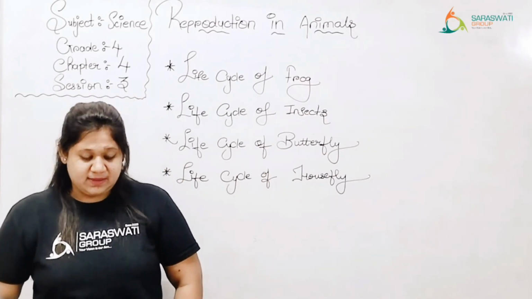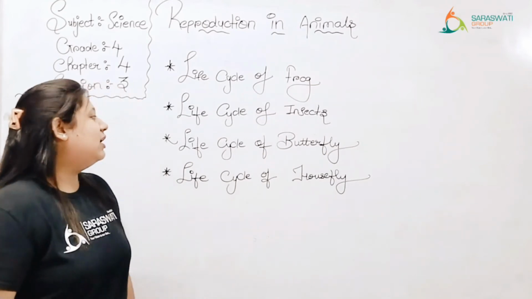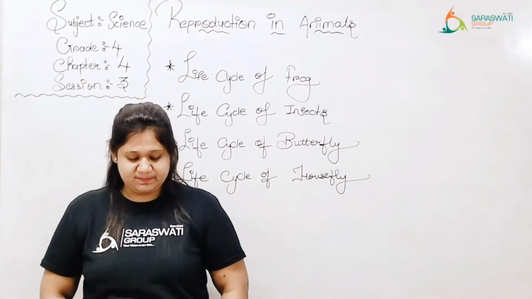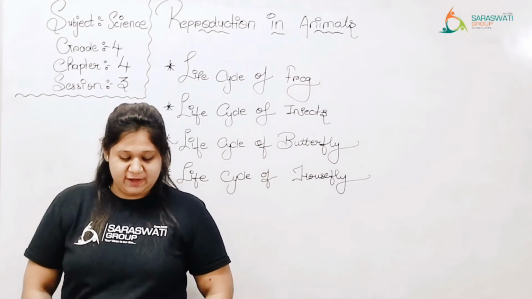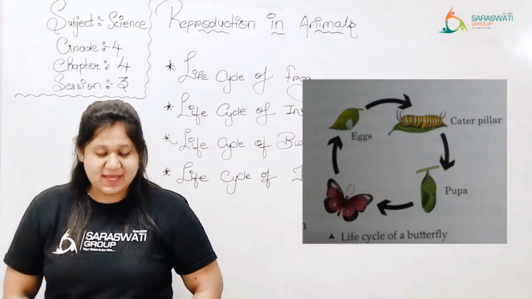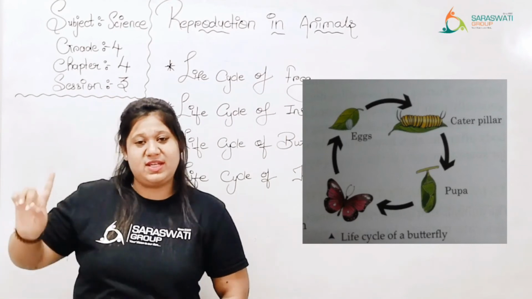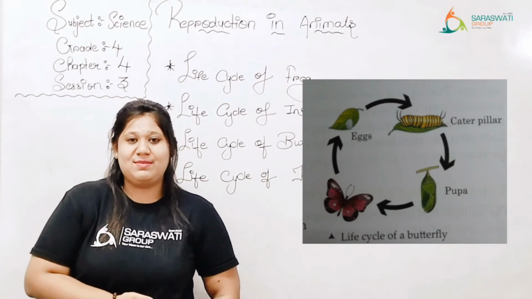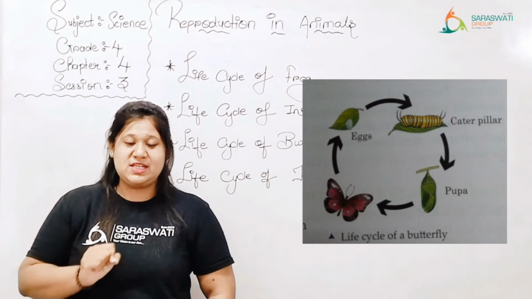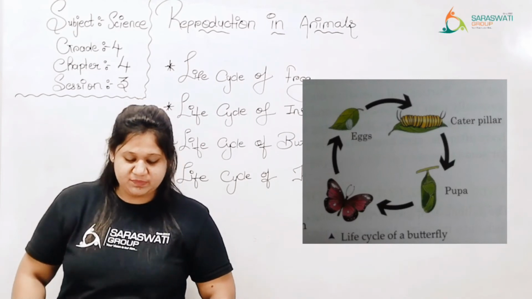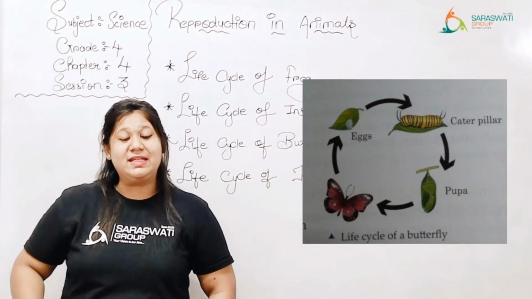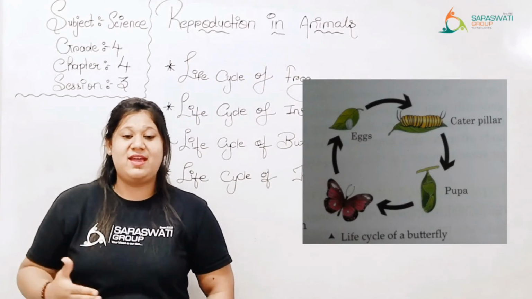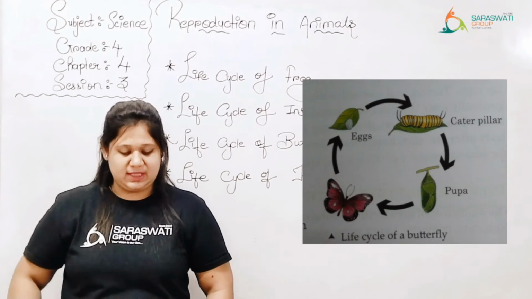Clear? Now, the life cycle of a butterfly, right? A butterfly has 4 stages of development in its life cycle. Butterfly also has 4 stages, right? Here I have shown in the image. अपने पास वो 4 stages होते हैं अपनी life cycle के. It lays eggs on leaves. First of all, a butterfly normally lays eggs on leaves only.